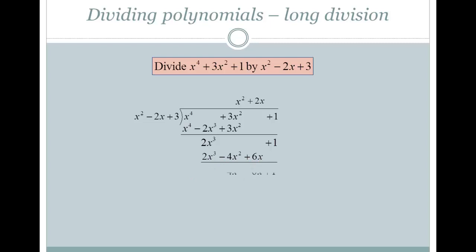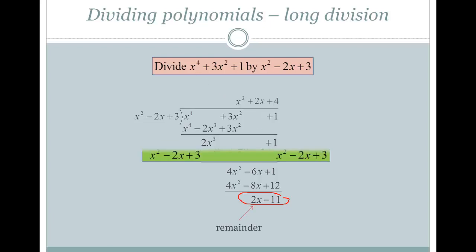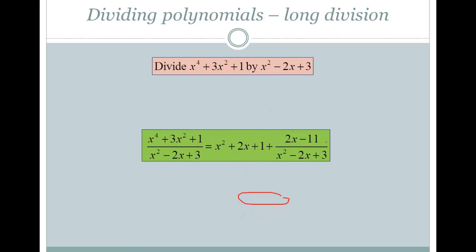Again, subtract. What do I multiply x squared by to get 4x squared? That's simply going to be 4. Again, multiply through each term. 4x squared minus 8x plus 12. Again, subtract. I get 2x minus 11. Can't go any further. Degree here is greater than the degree there. So that term right there should be my remainder. And if I write it out again, I'm going to write this over this term equals x squared plus 2x plus 1. And that's my remainder right there.